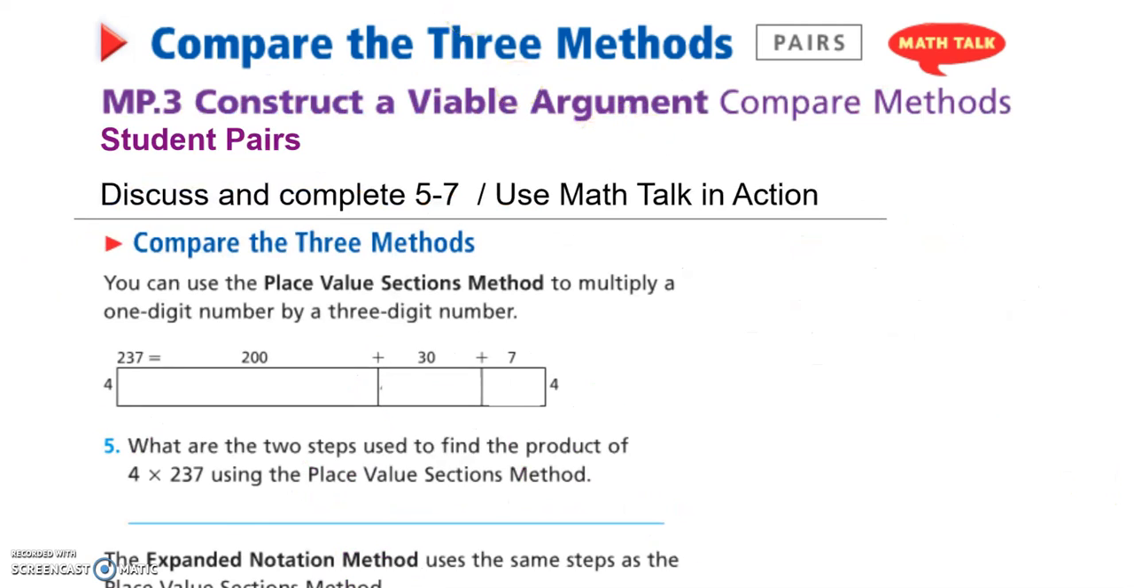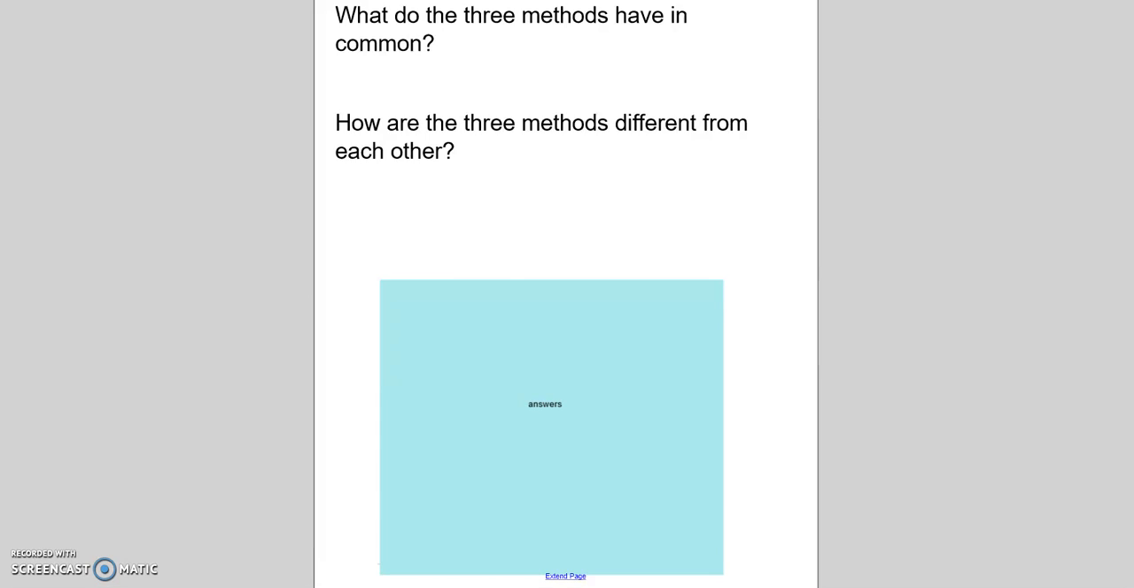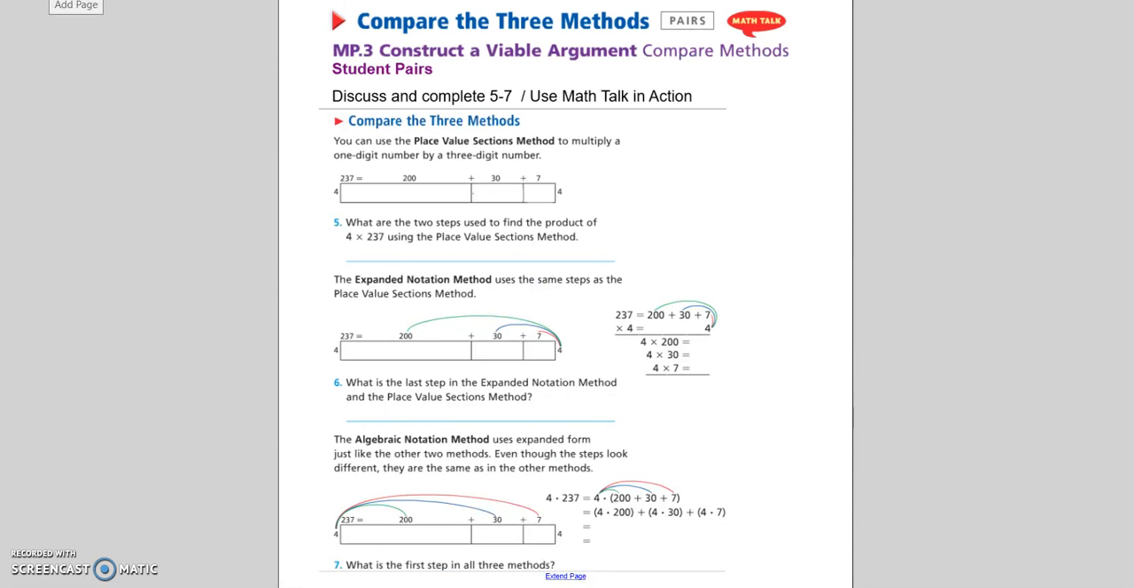So now you're going to see this page in your packet today. It's actually the packet I gave most of you yesterday. There are a couple kids who I think I passed it out to or might still need it, so check. But this is not the first page of your packet. It's a few pages in. But it will give you an example of what we just talked about, of place value sections, expanded notation, algebraic notation, and it's going to ask you what the first step is. Okay? So, your directions today.